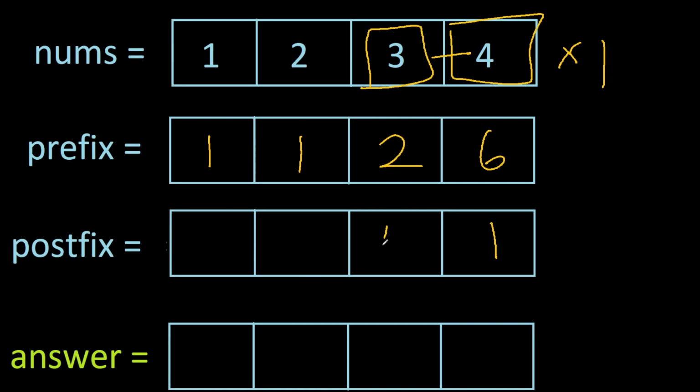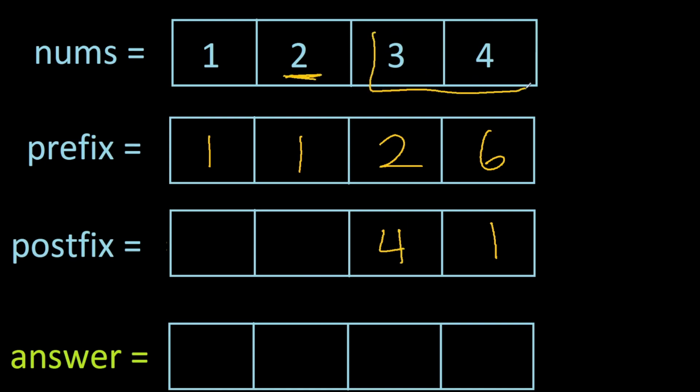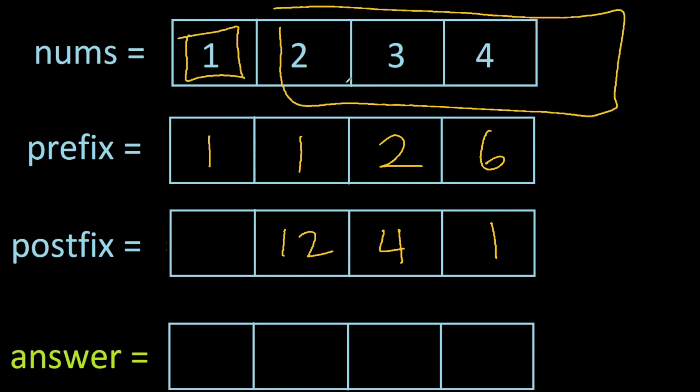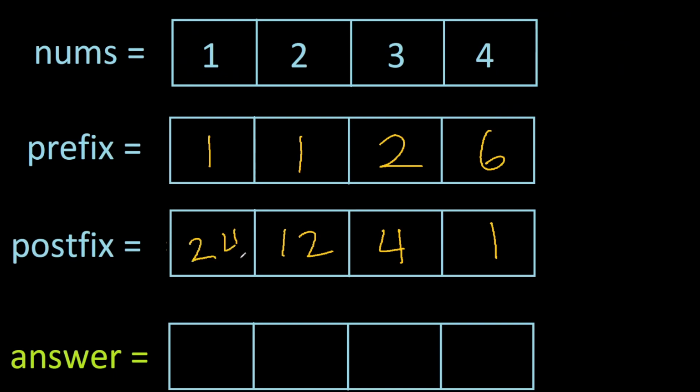So in this position, we'll have a 4. For this one, everything to the right of it is 3 times 4 times this imaginary 1, which is equal to 12. So we'll have 12 right here. And for this one, we'll have everything to the right of it, 2 times 3 times 4, which is equal to 24. 24 right here.